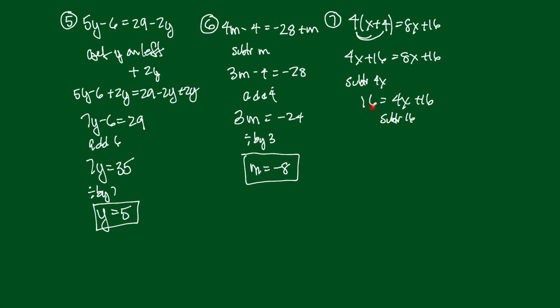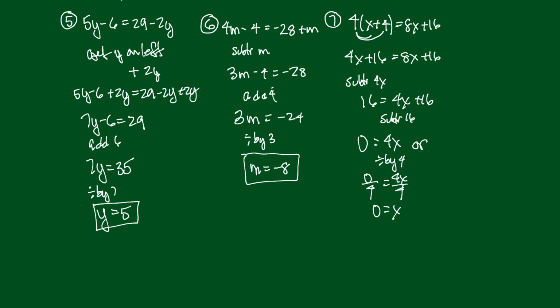16 minus 16 on the left is a 0 equals 4x, and then 16 minus 16 on the right side is a 0. That's gone. Oh, now you can see this. You can either do this. You can divide both sides by 4. Okay, you could do this. You could divide by 4, getting 0 over 4 equals 4x over 4. 0 equals x.